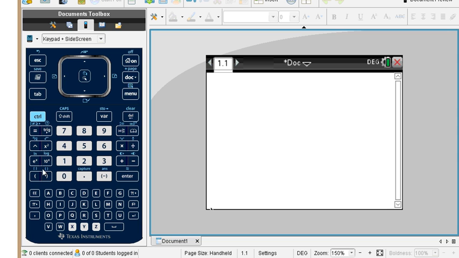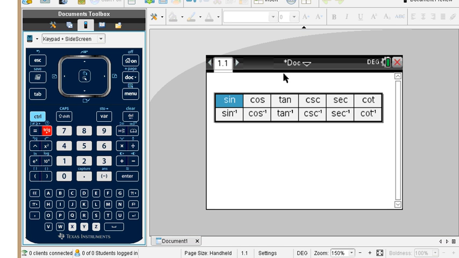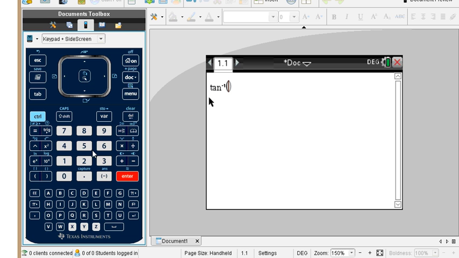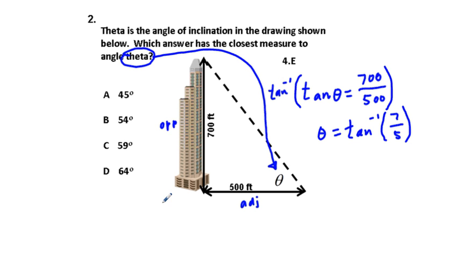So we go to the calculator. Now one thing in our calculator is up here in the upper right corner of the view screen says DEG, indicating that our calculator is in degrees mode. It's a recent update. Anyway, we go to tangent, inverse tangent, and we're going to take 7 over 5, and for that we get about 54.5 degrees. So let's go look at our answer choices. So our closest to that is going to be answer choice B.